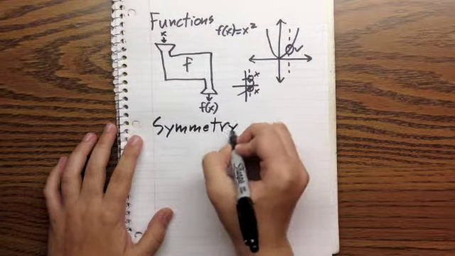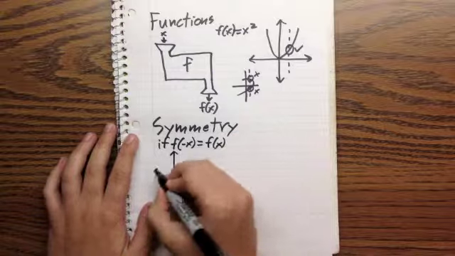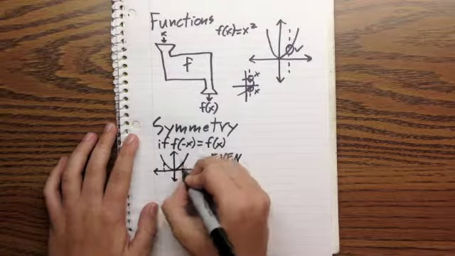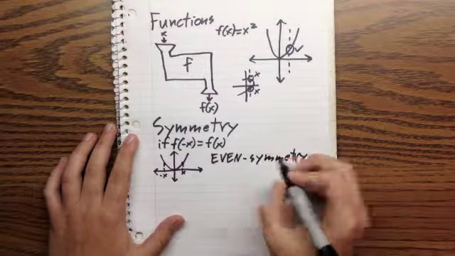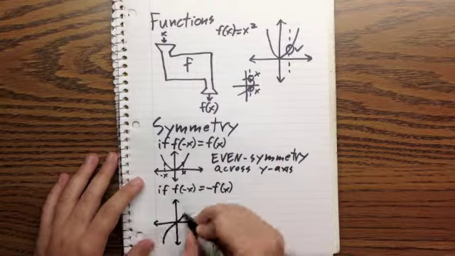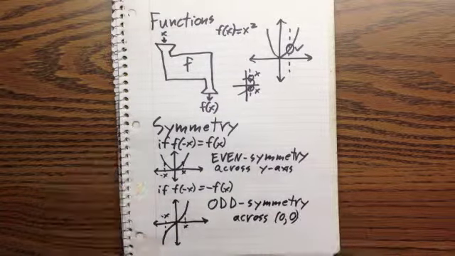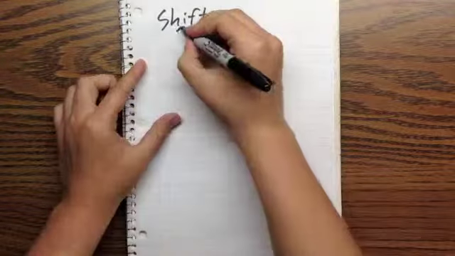You can mess with functions to find their symmetry. If you find that f of negative x is the same as f of x, that function is said to be even, meaning it is symmetrical with respect to the y-axis. If instead f of negative x equals negative f of x, the function is considered odd and has symmetry with respect to the origin.